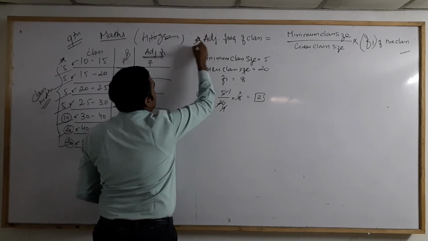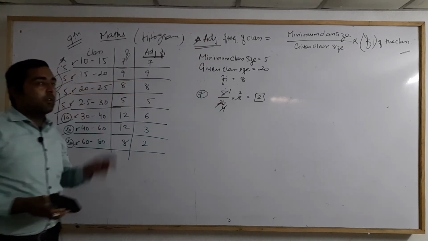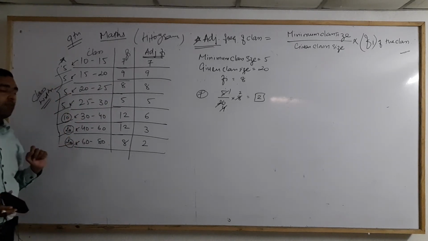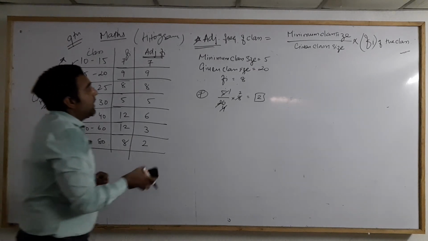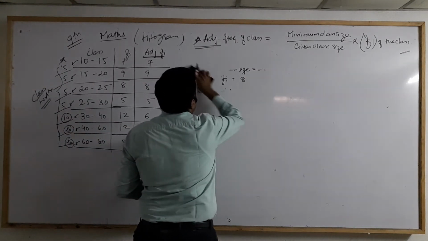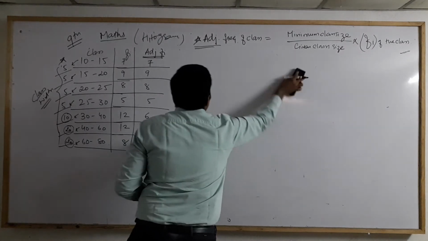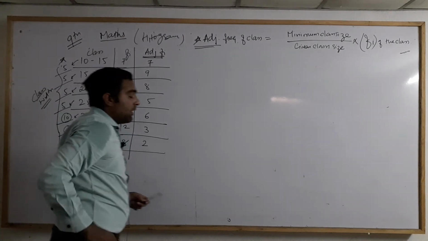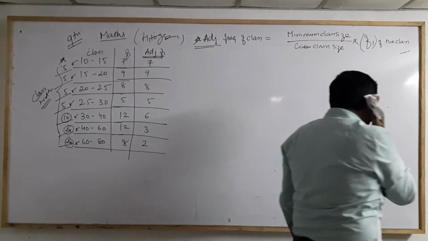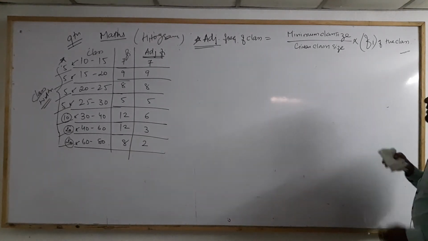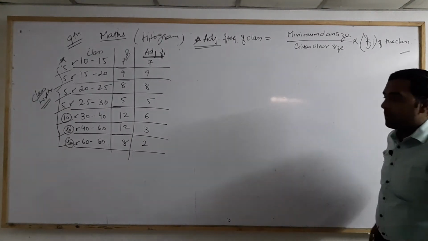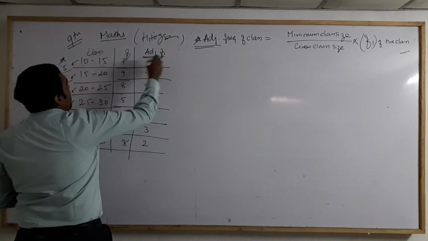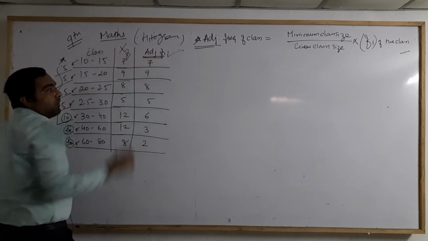For using this formula, we have to convert frequency into the adjustable frequency, because there are different kinds of class sizes for the histogram. Now we are moving to drawing the histogram. We are drawing the histogram for the adjustable frequency, not for the frequency.